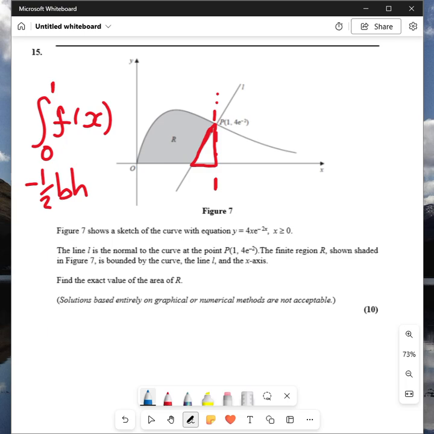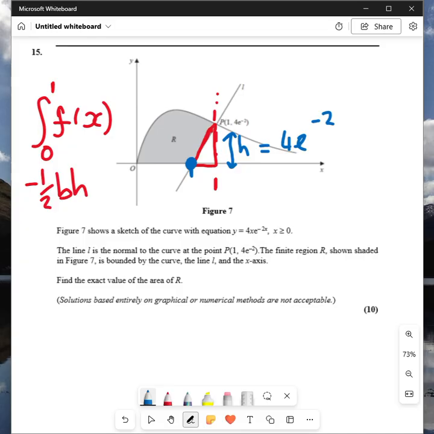Well, the height I can find out already, because the height of that triangle is just going to be the y coordinate of P there, because I know y is 0 at the bottom of the triangle, and at the top the height is the y coordinate there. So the height is 4e to the minus 2. And then for the base, I know that the x coordinate of P is 1, but I need to know what this value is here, meaning I need to know what this coordinate is going to be on the line where y is 0. So I need to find that coordinate.